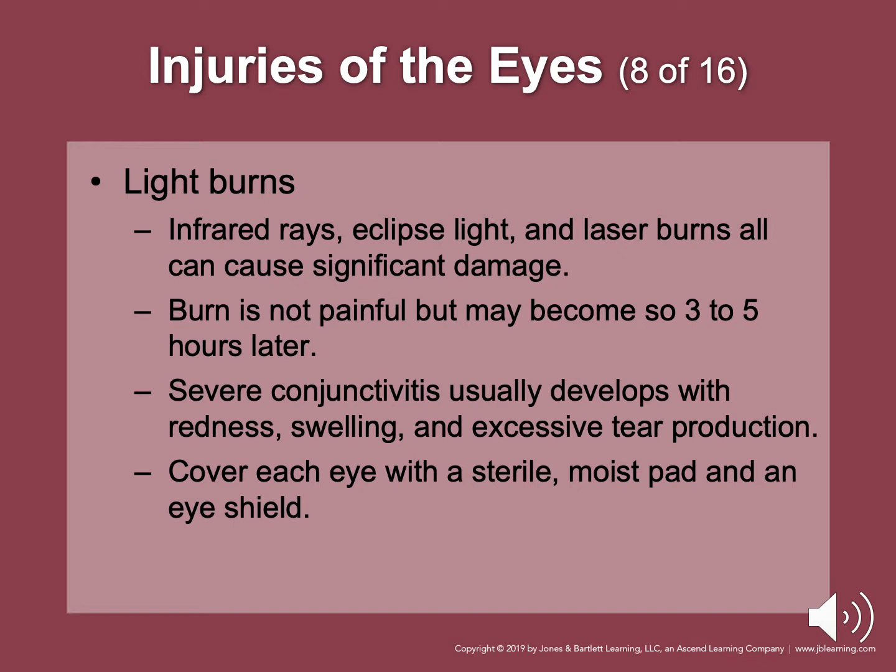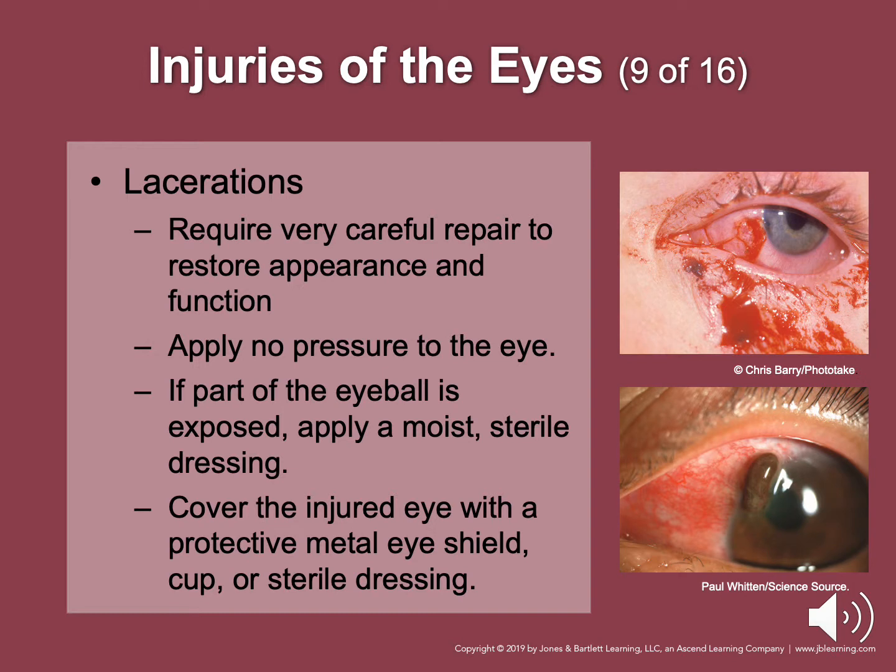Lacerations require very careful repair to restore appearance and function. If there is a laceration of the globe itself, apply no pressure to the eye. Treatment guidelines: never exert pressure on or manipulate the injured eye in any way. If part of the eyeball is exposed, gently apply a moist sterile dressing to prevent drying, and cover the injured eye with a protective metal eye shield, cup, or sterile dressing. Apply soft tissue dressings to both eyes and provide prompt transport.